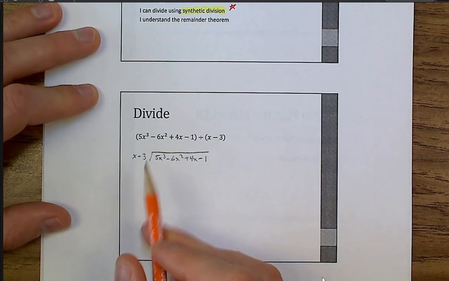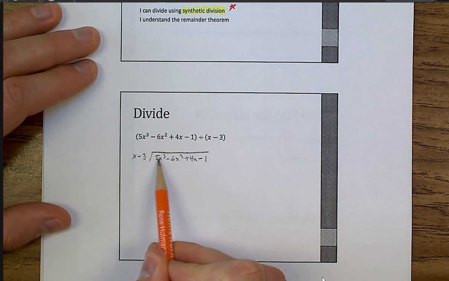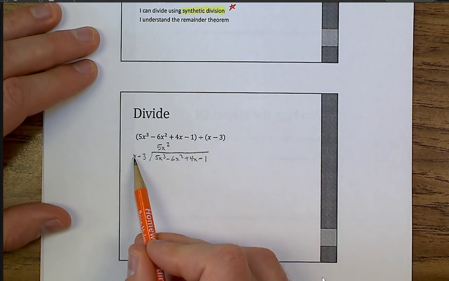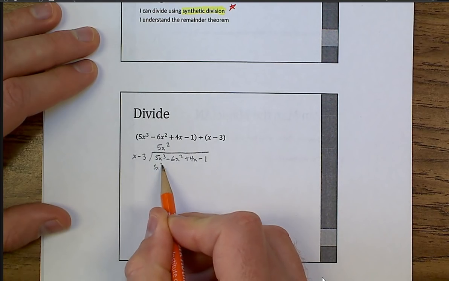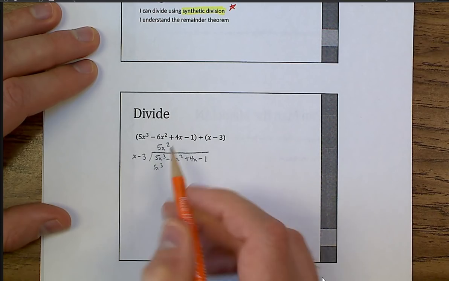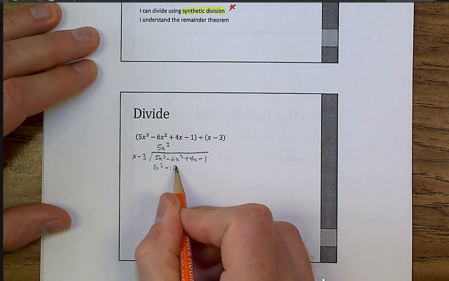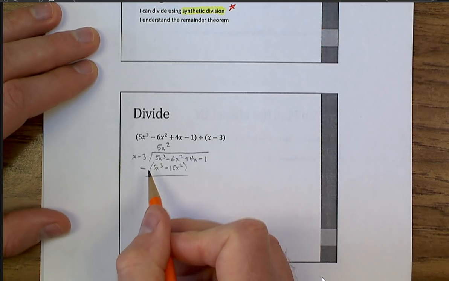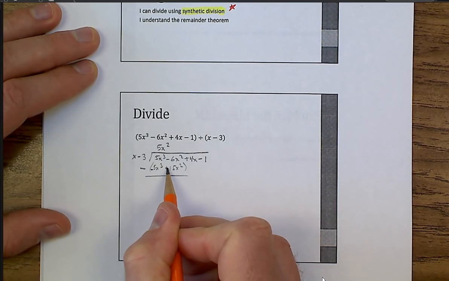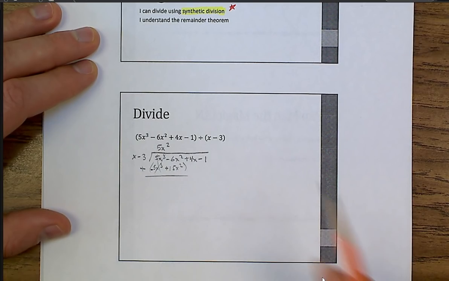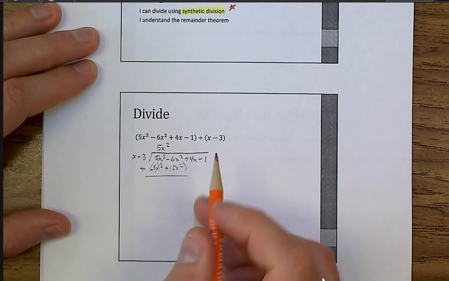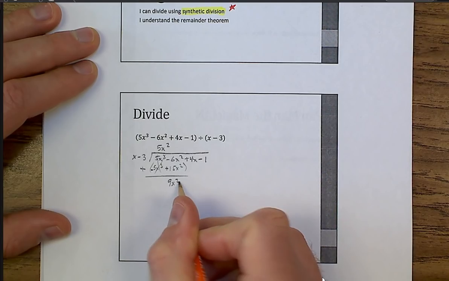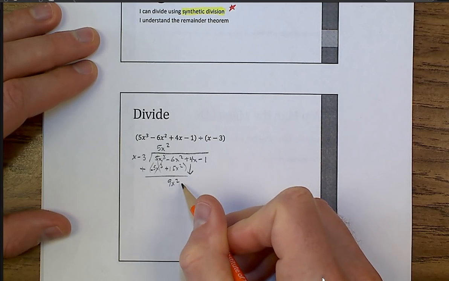Let's review. What times x gives you 5x cubed? That would be 5x squared. And so 5x squared times x would give me 5x to the third. 5x squared times a negative 3 would be a negative 15x squared. I subtract those. I always run my negative sign through, change the sign and add them. So those cancel out. 15x squared and negative 6x squared would give you a 9x squared. And I bring down my next term, which is a positive 4x.